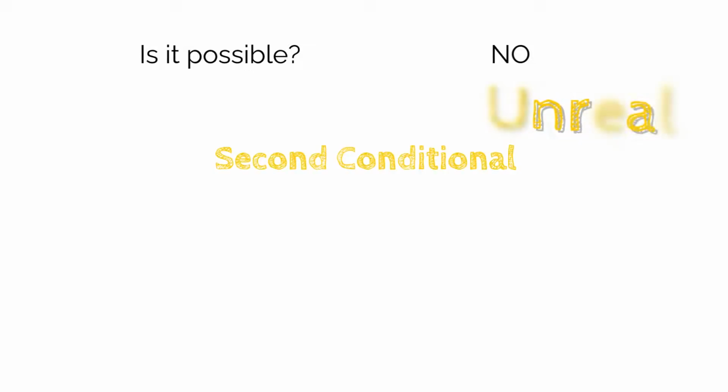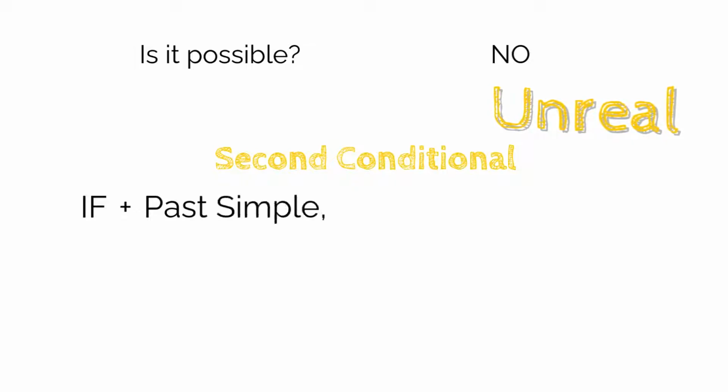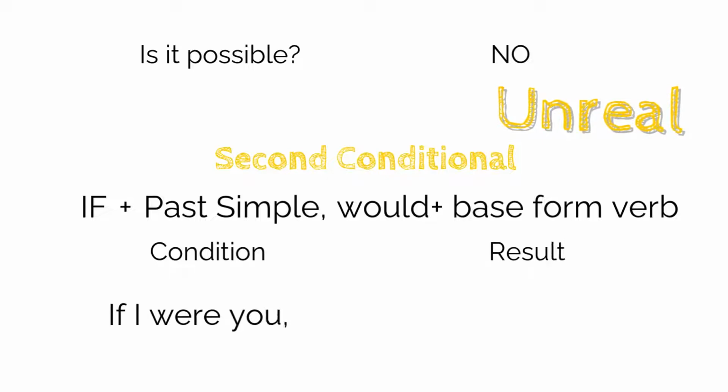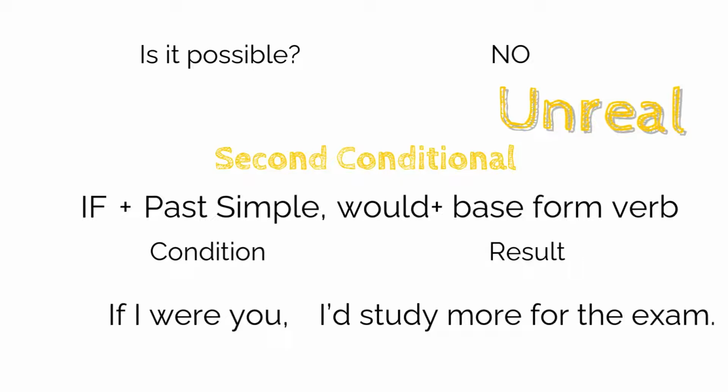And what happens when something is not possible? Then we'll be talking about unreal situations, and we'll use the second conditional. The structure is if plus past simple, comma, would plus the base form of the verb. For example, condition: if I were you. Result: I'd study more for the exam. I cannot become you. So this is an unreal or hypothetical situation.